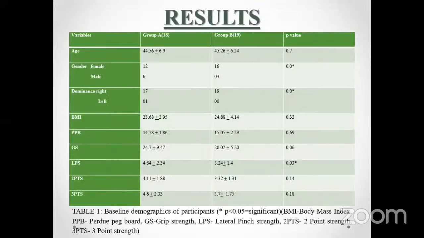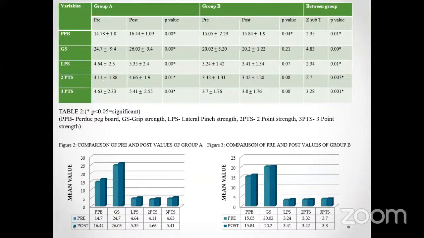As we can see in the results, the baseline parameters were normally distributed, comparing the demographic data as well as the outcome measures. Here we can see that in group A, which was rhythmic stabilization, improvement was seen everywhere: in dexterity, grip strength, as well as finger strength. The p-value was less than 0.05, whereas in group B, the combination of isotonic, improvement was seen only in dexterity.